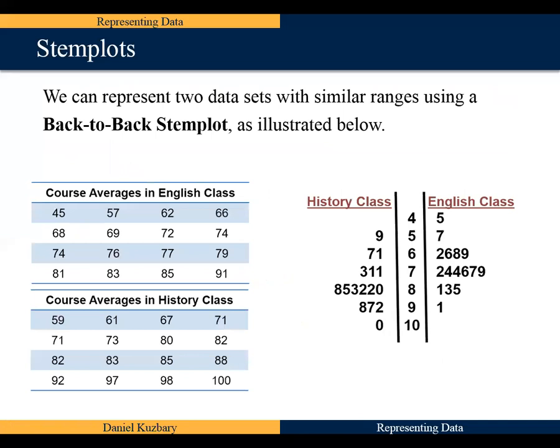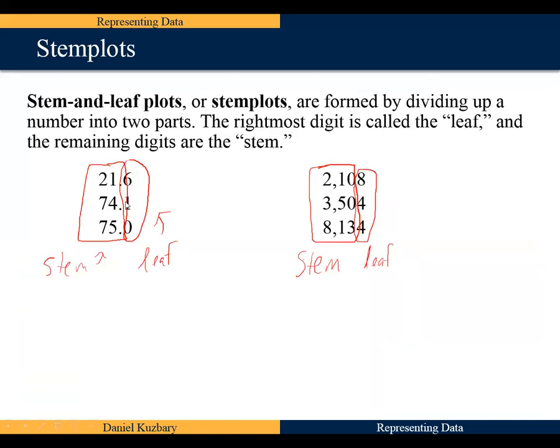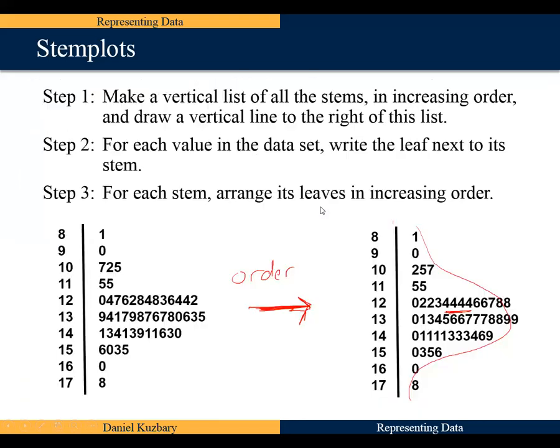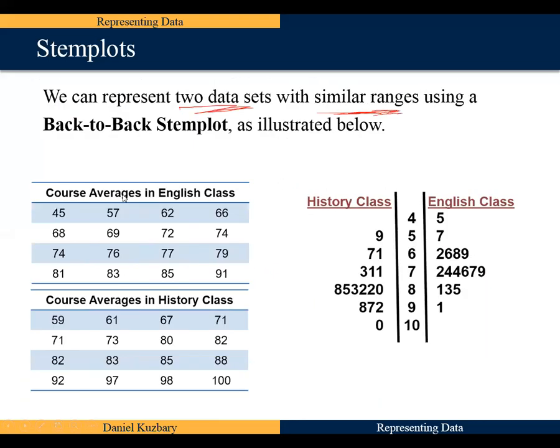And related to that, we have back-to-back stem plots. This is possible when you have two different data sets on the same scale or similar ranges of numbers. So this wouldn't work. We wouldn't be able to do this with these two data sets because this is in the tens place, this is in the thousands place, and it just wouldn't be a good idea. But here are some class averages. These are averages from an English class and averages from a history class. They're on the same scale, ranging through double digits up to 100.